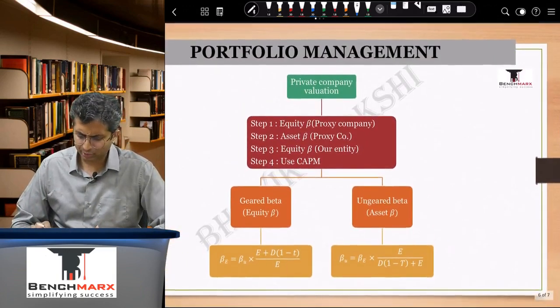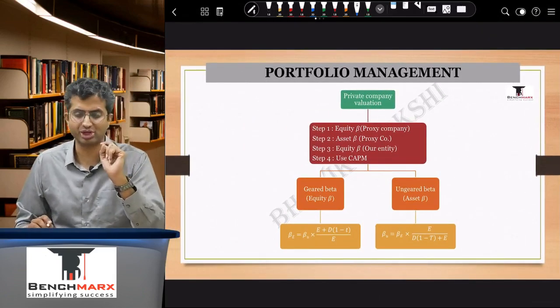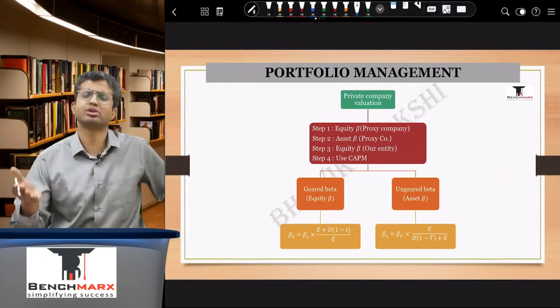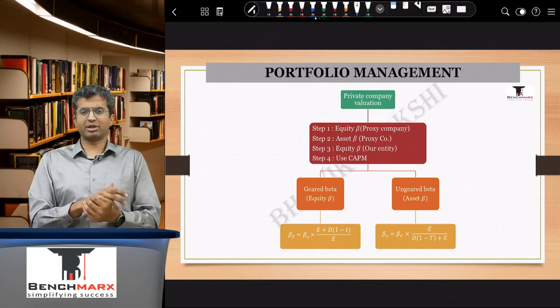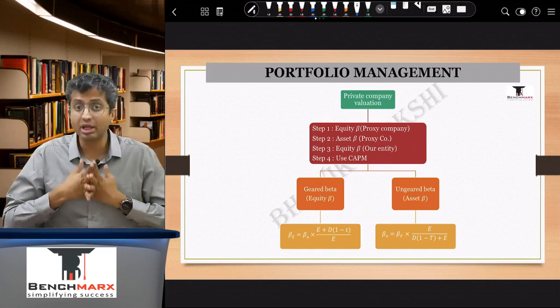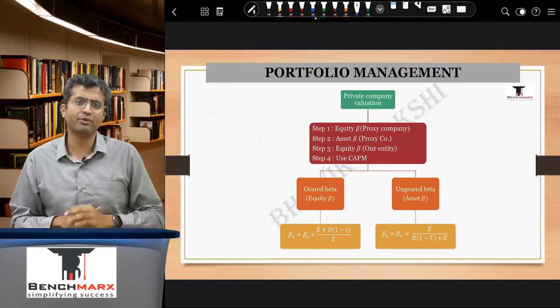Okay. Next, we have private company valuation. A part of this is covered in the corporate valuation chapter of your study material, like fund evaluation is covered in the mutual fund chapter. A part of this is covered in corporate valuation, but we'll touch upon that here as well. Why do you want to do private company valuation over here?